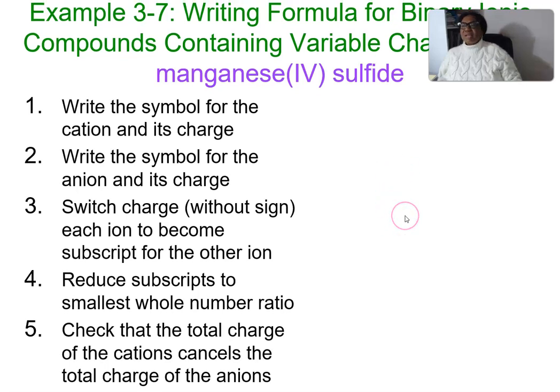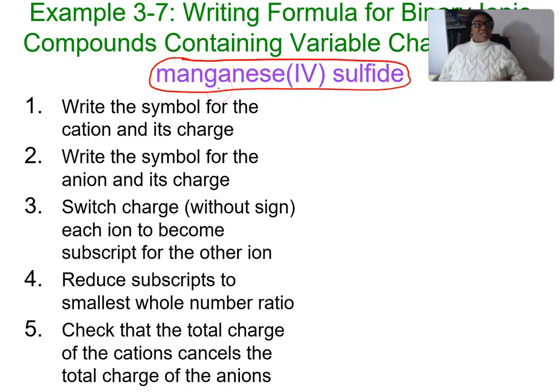So I want to write the formula of binary ionic compounds containing variable charged metals. So I want to start with this. Manganese 4 sulfide. Because in naming a compound, you should be able to know how to write the formula from the name. Or when you have the formula, you should be able to come up with the name.